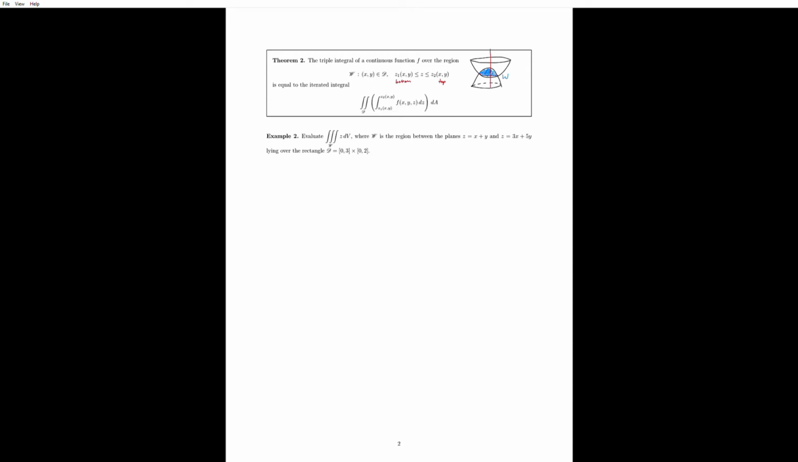All right, let's actually put this to use now, theorem 2, and let's take a look at this example 2. So example 2, we're asked to evaluate the triple integral over W. Our function f of x, y, z that we're integrating is z. So if we try to relate this example 2 to the above theorem 2, then this function z is our f of x, y, z.